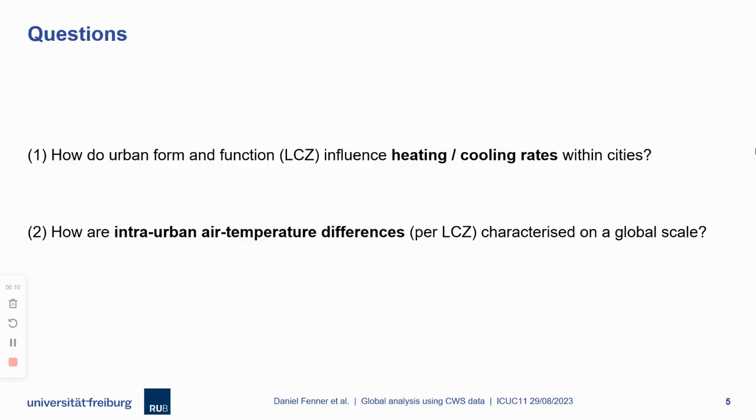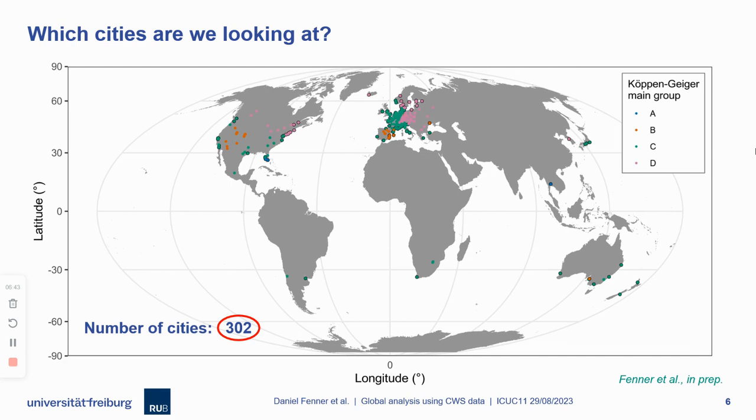A problem resulting from doing this type of global analysis is that, of course, we have very different microclimates. So we have very different temperatures. It doesn't make sense to compare absolute temperatures at all. Therefore, we need some relative indicators, and that can either be temporal or spatial. And therefore, we look at heating and cooling rates. So the first question is, how do urban form and function influence heating and cooling rates within cities? And the second one is, how are intra-urban air temperature differences per LCZ characterized on a global scale? So we look at spatial differences between LCZs, between different urban structures.